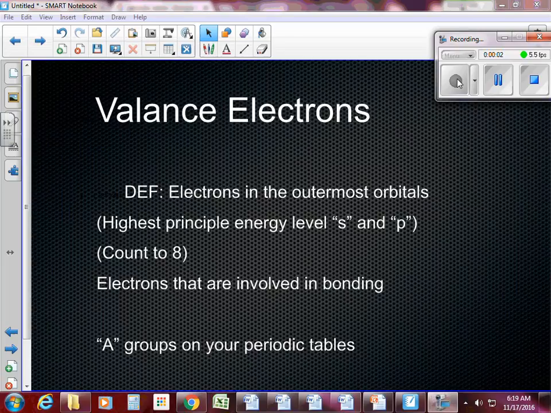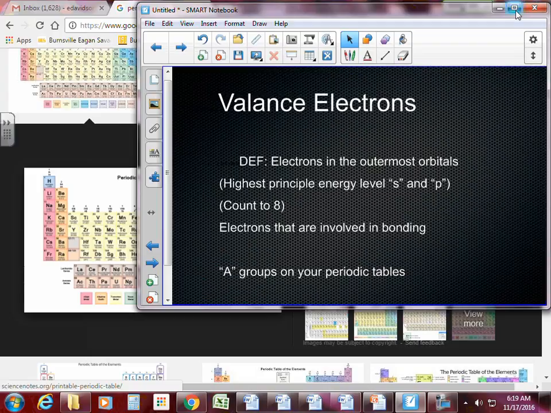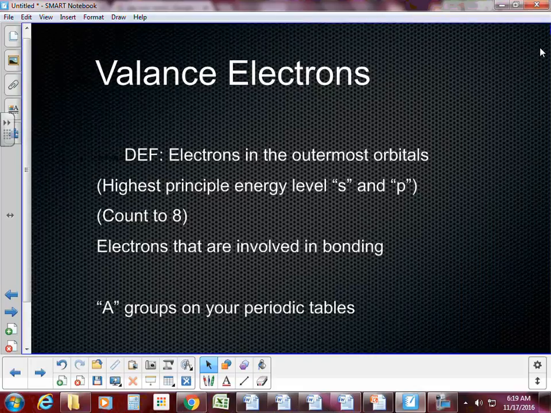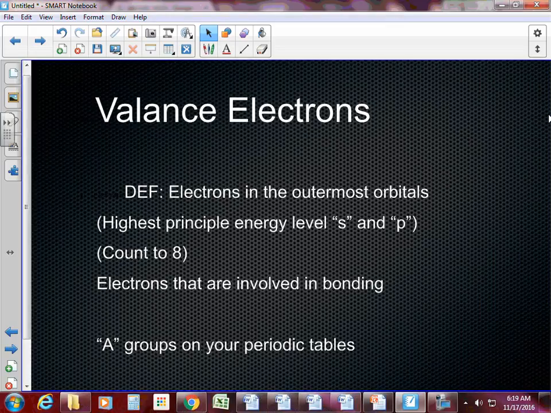So valence electrons. These are electrons that are in the outermost energy level. I'm going to show you how this looks on electron configuration. It's the highest principal energy level in the s and p. So that's the large number that is on your electron configuration.